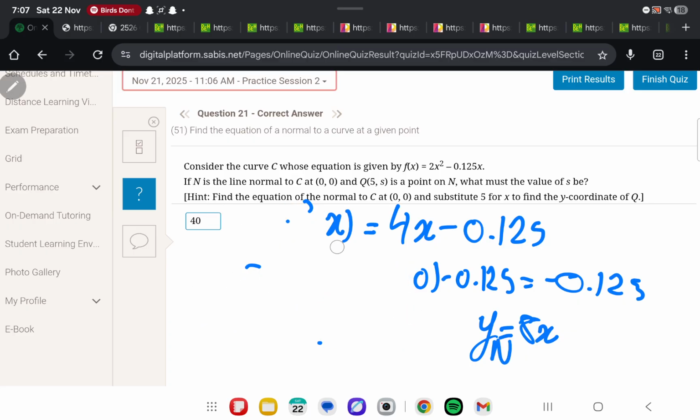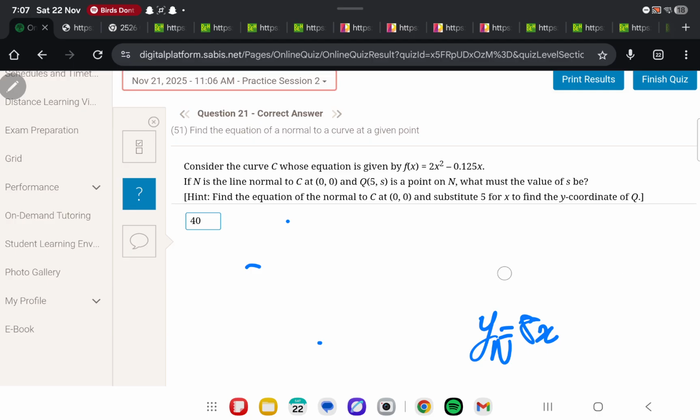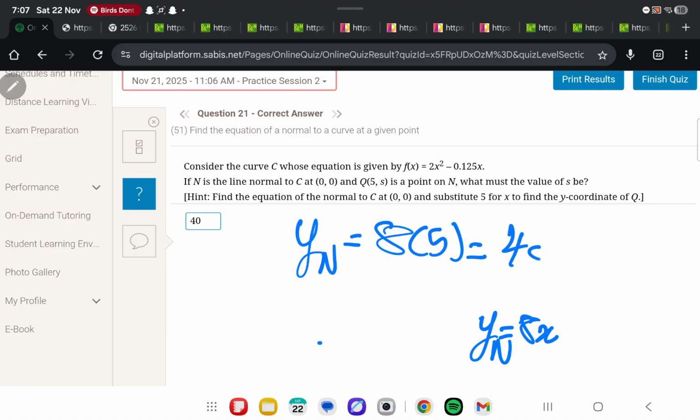Now they told you Q has the coordinates (5, s). So you're going to plug in 5, because this is your x value. So y of the normal at x equals 5 is 8 times 5, which is equal to what? 40. That's your point. Done.